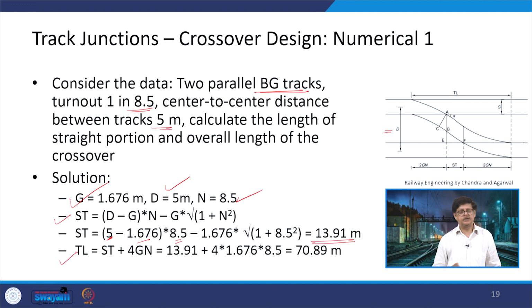And similarly, the total length of the lead here is ST plus 4gn. ST we have already calculated. 4gn is 4 into g into n. So, what we get is 70.89 meters. So, that is the way we can solve this type of crossover design.